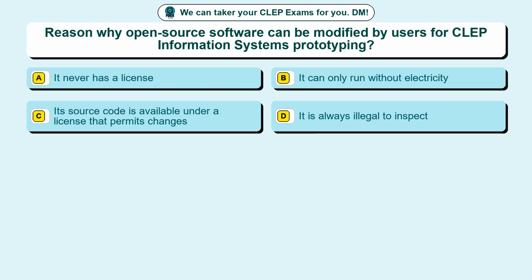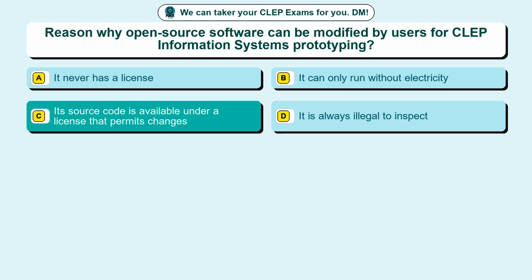Question 93. Reason why open-source software can be modified by users for CLEP Information Systems prototyping. Option A, it never has a license. Option B, it can only run without electricity. Option C, its source code is available under a license that permits changes. Option D, it is always illegal to inspect. The correct answer is option C, its source code is available under a license that permits changes.